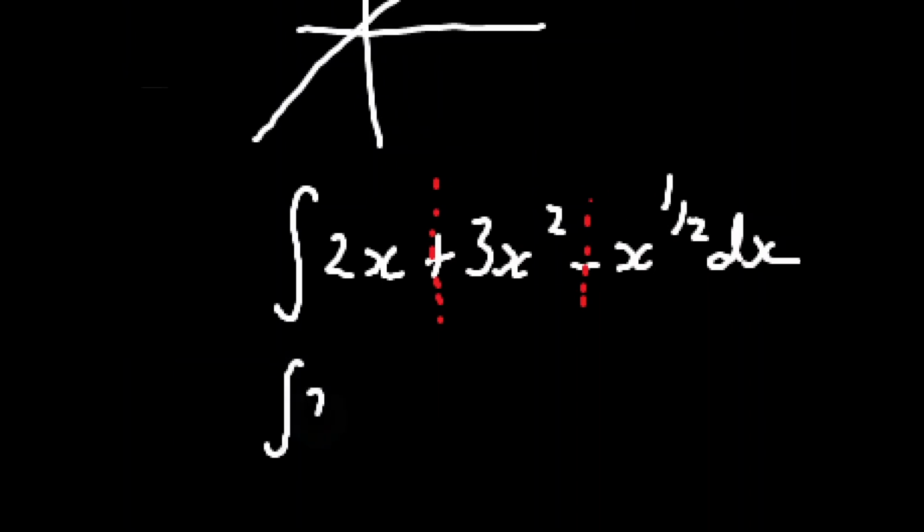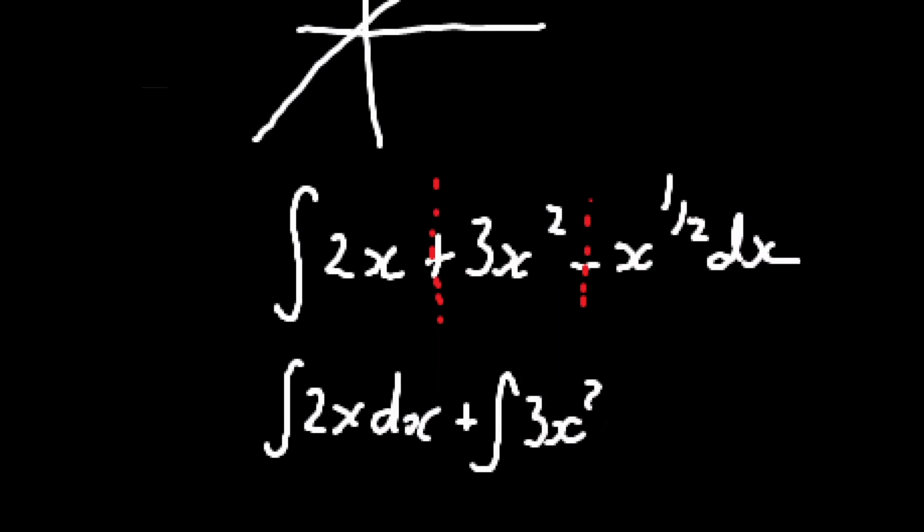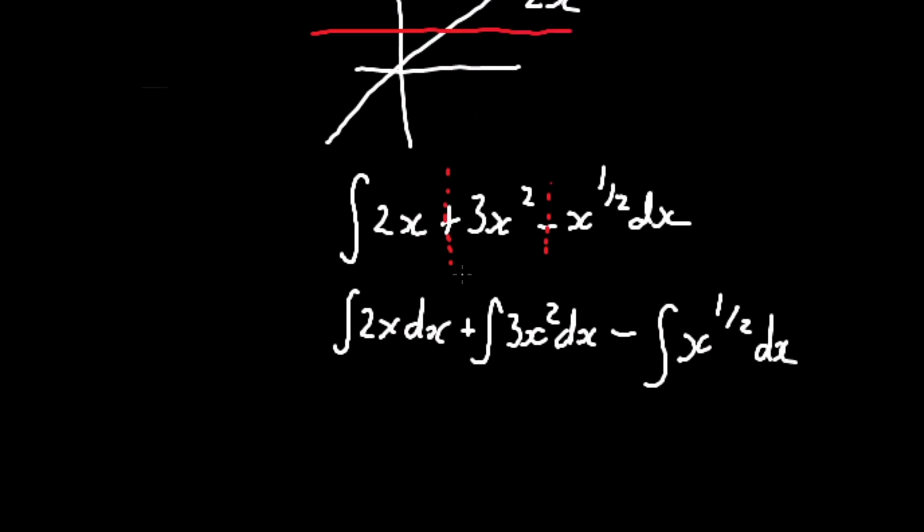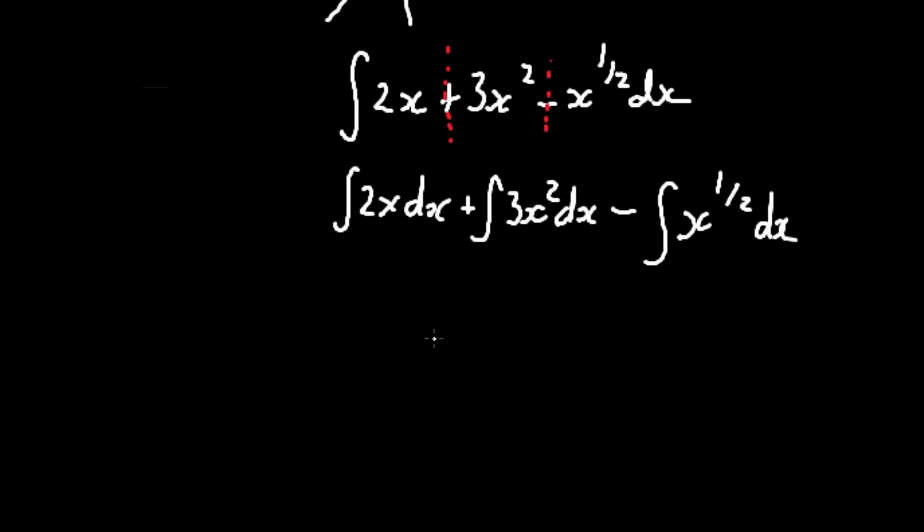So that is equal to the integral of 2x dx plus the integral of 3x squared dx plus, and I'll just move over a little bit, and then that minus, so just to make things easy, I'll put a minus out the front of the bracket there, the integral of x to the power of 1/2 dx. Okay, so we can focus on each of these individually.